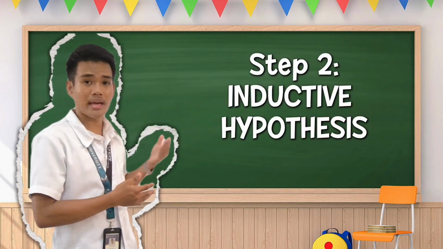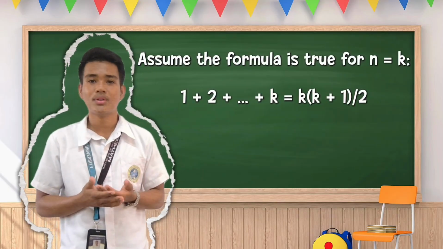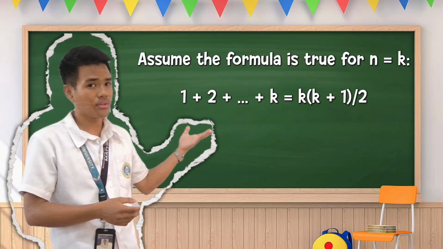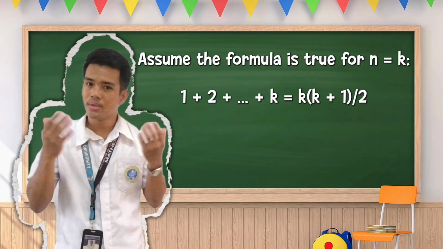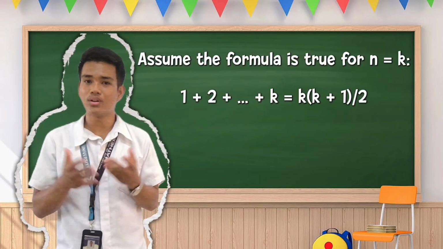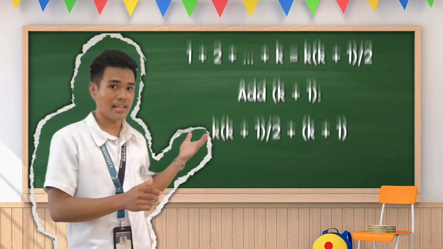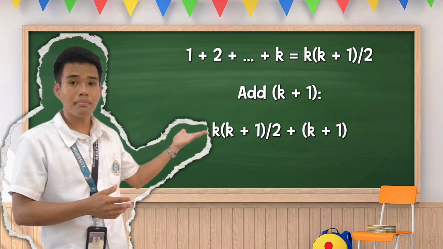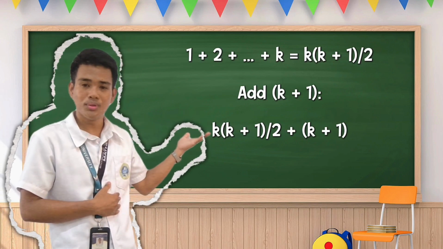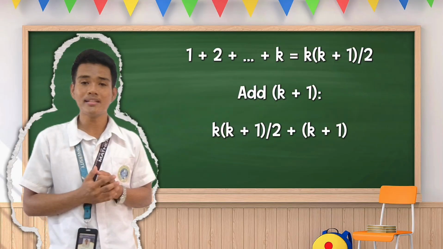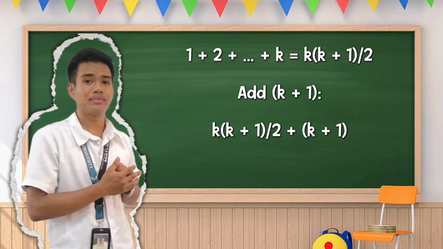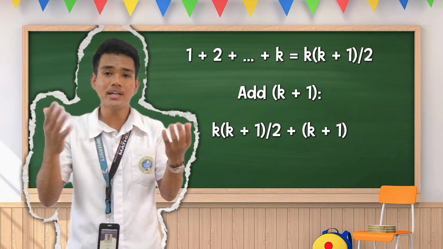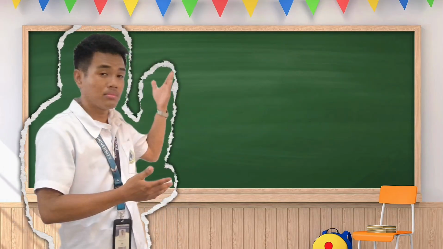In this step, we assume that the formula is true for n is equal to k. So we have 1 plus 2 and so on plus k is equal to k times k plus 1 over 2. Next step, add k plus 1. So we have k times k plus 1 over 2 plus k plus 1. Next thing we do is we factor this equation.